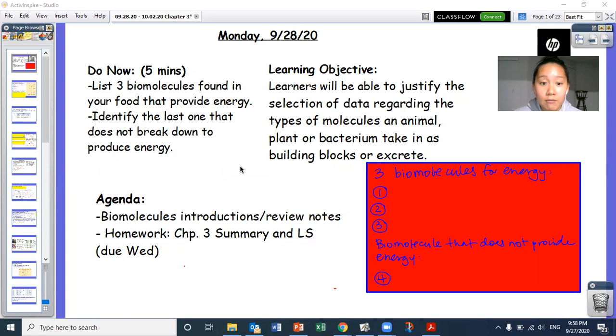And then your homework, again, remember, this one's going to be a little bit of a short recording. So once you have extra time, make sure that you finish up your chapter 3 summary and Learn Smart, because that's due on Wednesday before class, which means technically you should have it done by Tuesday night. So now back to the do now.